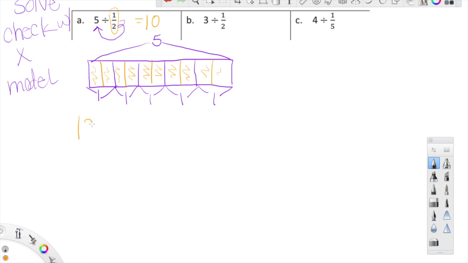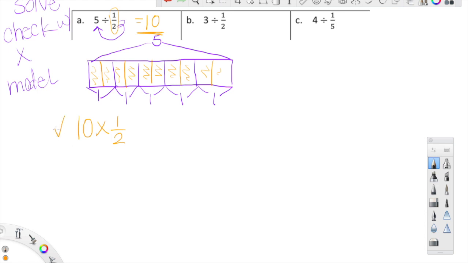We are going to check using multiplication, and here's how we're going to do that. We're going to take our quotient. Again, quotient is the answer to a division problem. We're going to multiply that by whatever we were dividing by. We're going to multiply 10 by 1/2 because we were dividing 5 by 1/2.